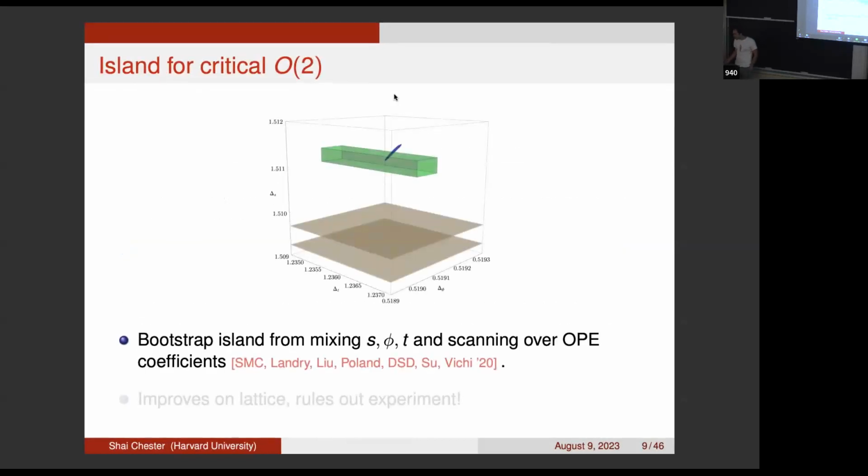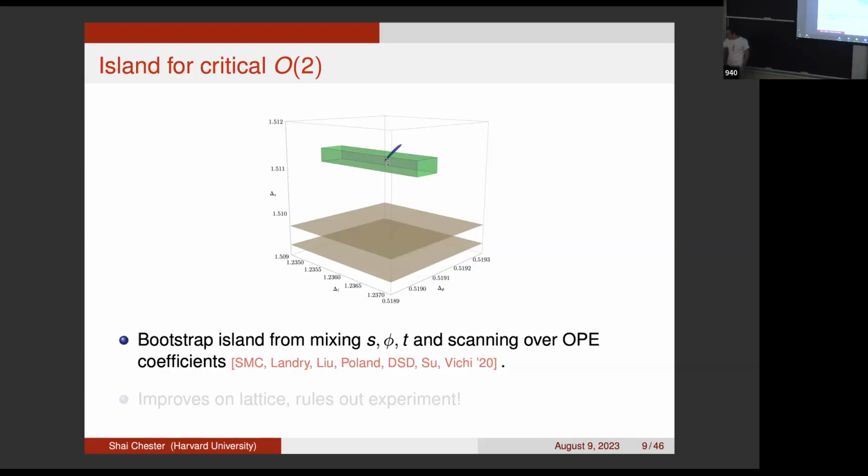Anyway, so in a paper from a couple years ago, I studied this theory with various collaborators. Just by doing mixed correlators of the various relevant operators, scanning over B coefficients, we got this very small island shown in blue here. And first of all, the green is Monte Carlo. You can see that it overlaps to some extent with Monte Carlo, showing that Monte Carlo was not crazy. They were in the right direction, although our island is smaller.